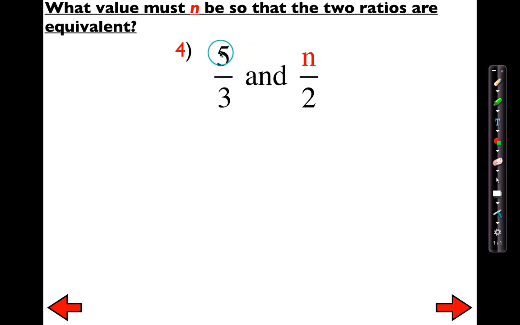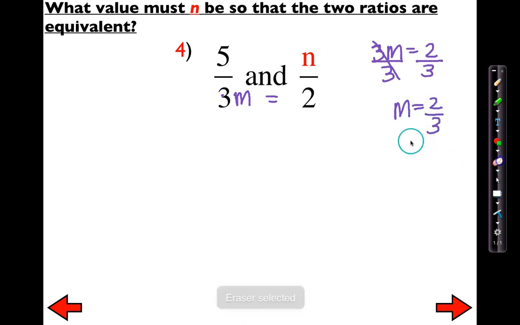Here you can't really figure out how 5 became n since we don't know the value of n. So we're going to go ahead and do 3 times a value of m is going to equal 2, m being the multiplier that we're trying to figure out. So we're going to do 3m equals 2. To solve for m, we're going to divide both sides by 3. So m is 2 thirds. So at this point, I'm going to claim that the multiplier to get from 3 to 2 is 2 thirds.